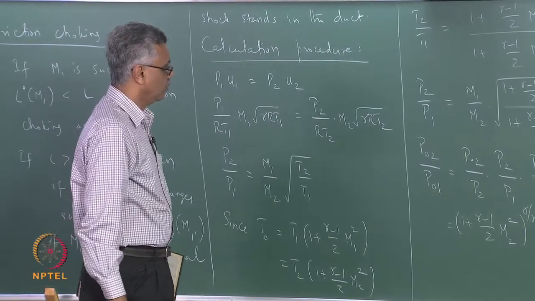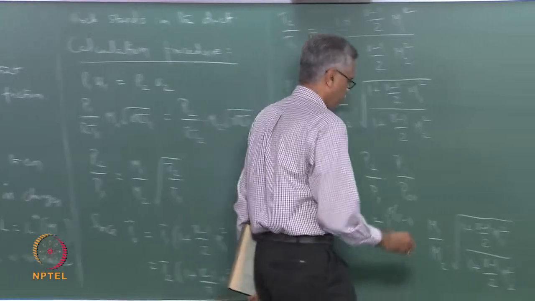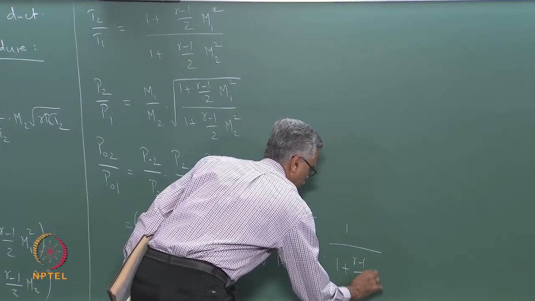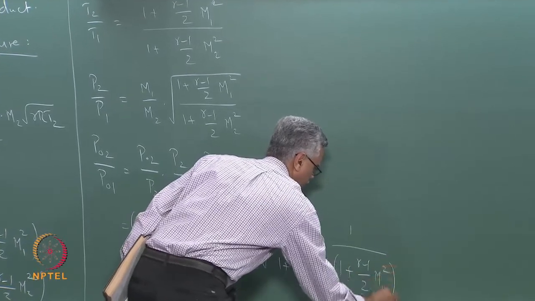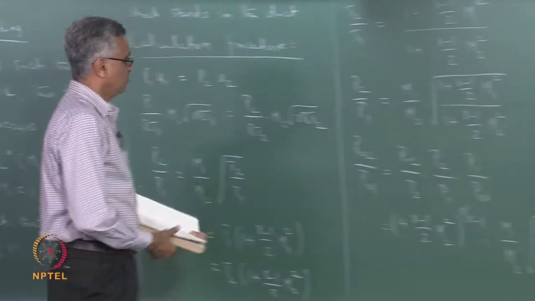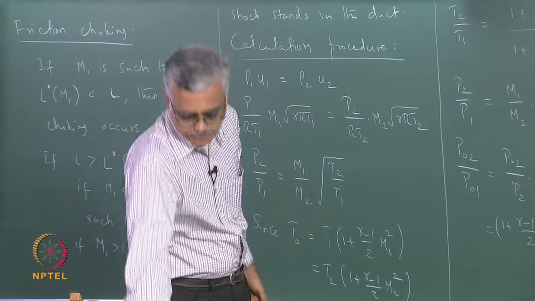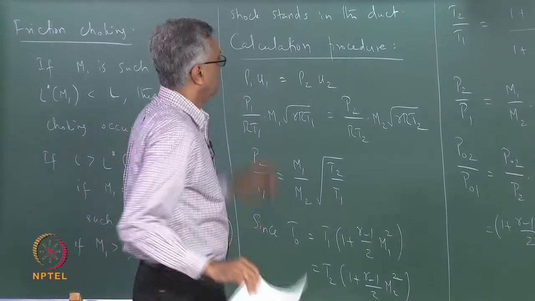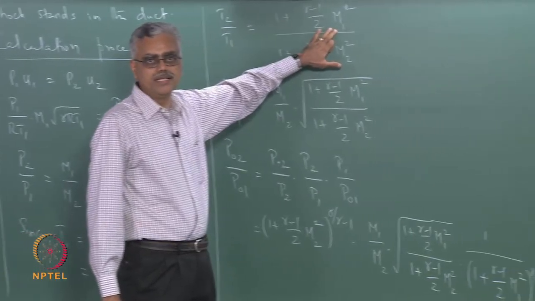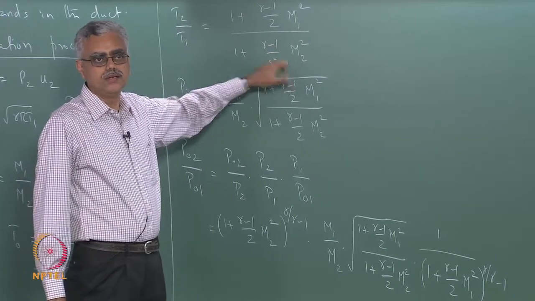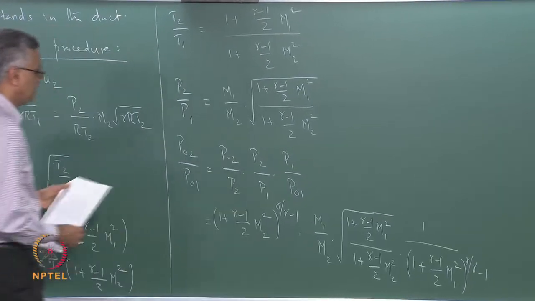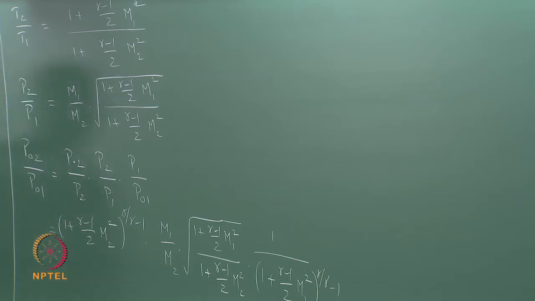And P01 over P1 is going to be 1 over 1 plus gamma minus 1 over 2 times M1 square raised to the power gamma over gamma minus 1. So, now we have all the quantities that we are looking for. M1 is known. If you look at these 4 expressions, M1 is known, that is the Mach number at the inlet. If I know M2, then all the quantities that I need are known. So, we calculate M2 from the momentum equation. We do something like this.